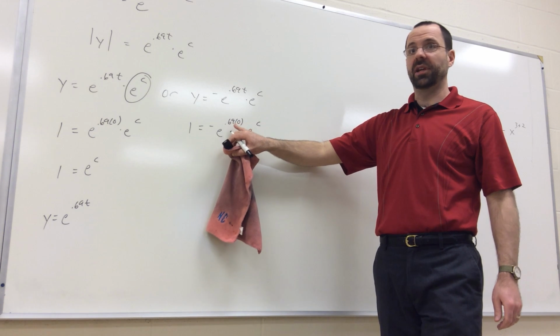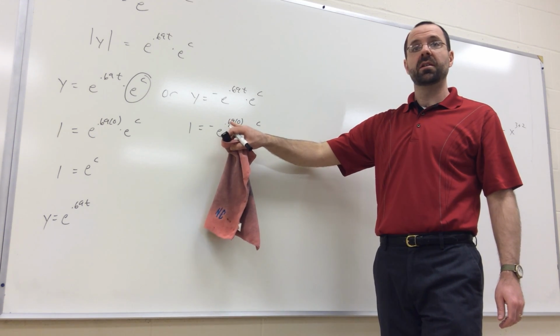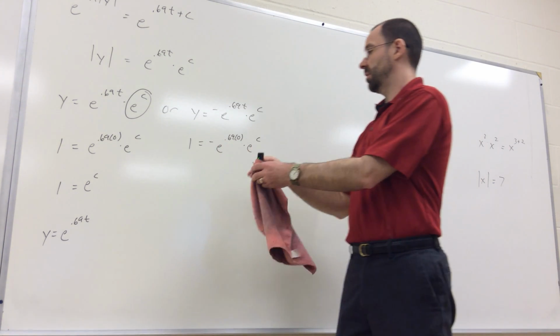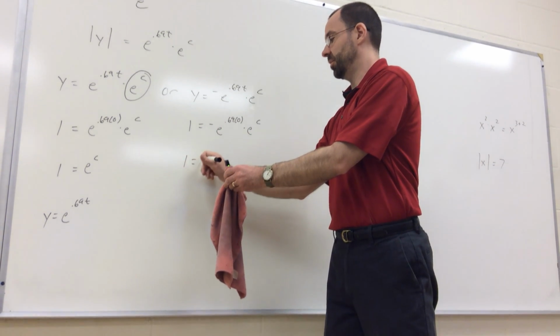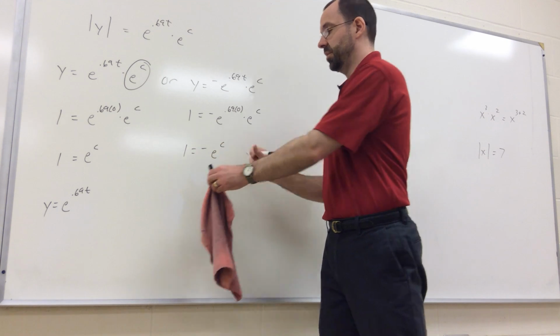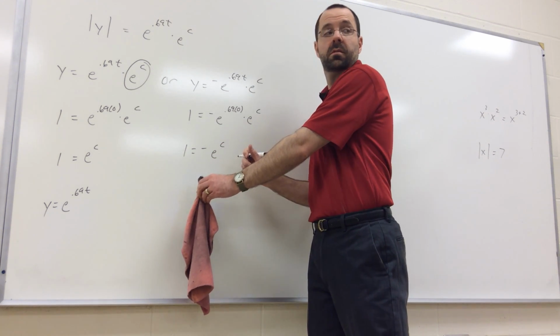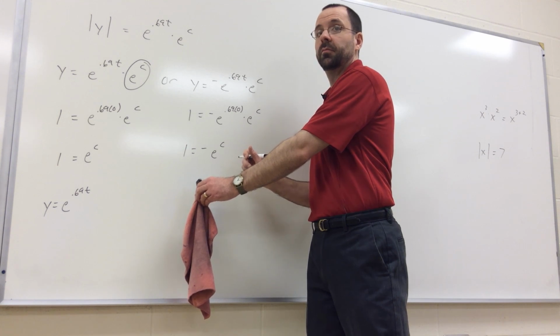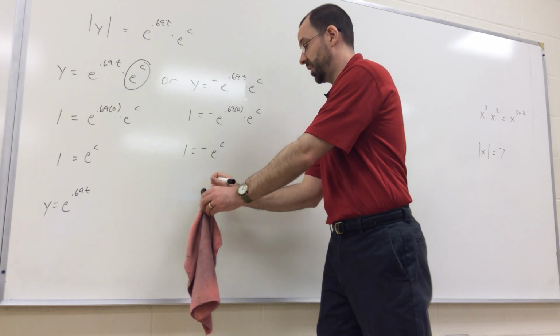This is 0 again. It's e to the 0 again. E to the 0 is 1 again, so that's negative 1. So I have 1 equals negative 1 times e to the c. Then divide both sides by negative 1.